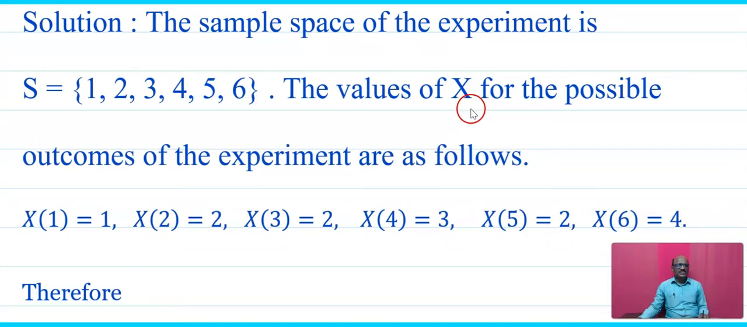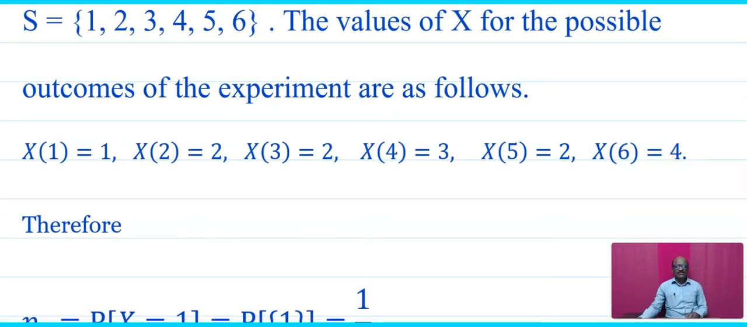The values of x for the possible outcomes of the experiment are as follows. For 1, its factor is 1. For 2, there are 2 factors. For 3, 1 into 3, 3 into 1, that is 2 factors. For 4, there are 3 factors. For 5, again there are 2 factors. And for 6, there are 4 factors.